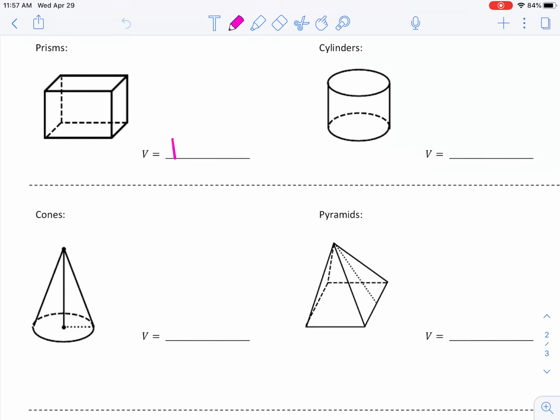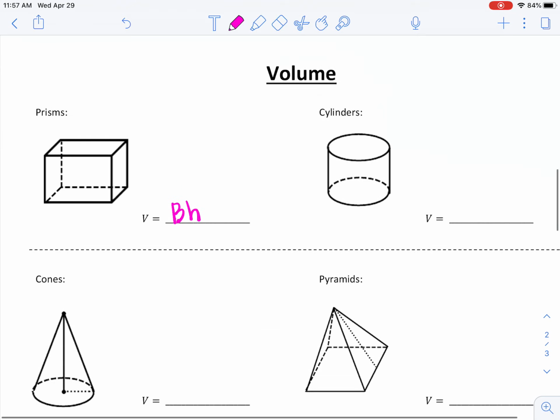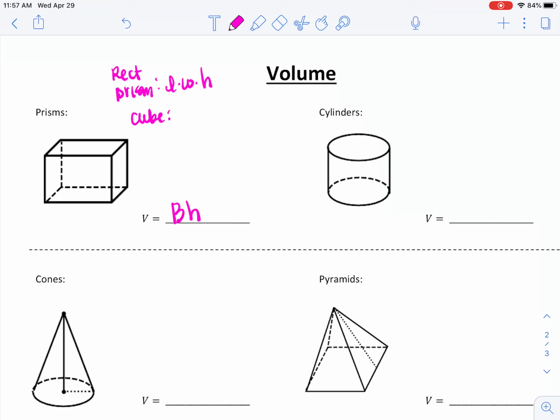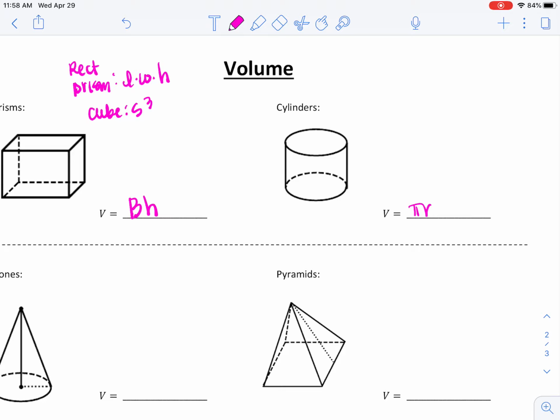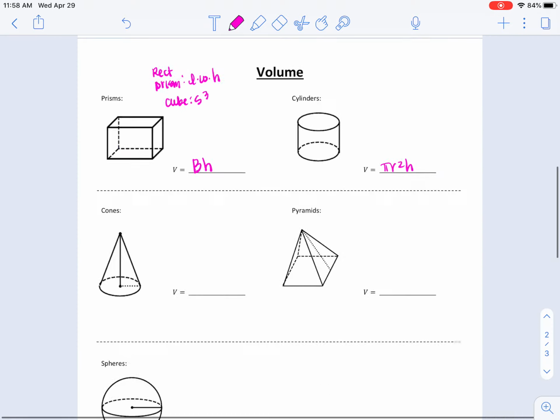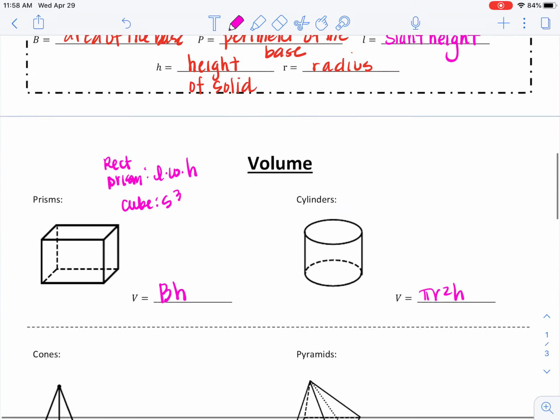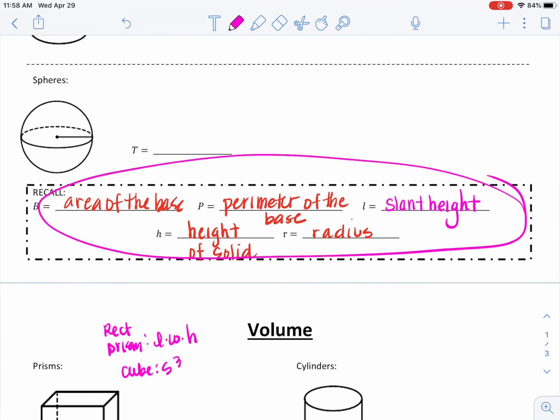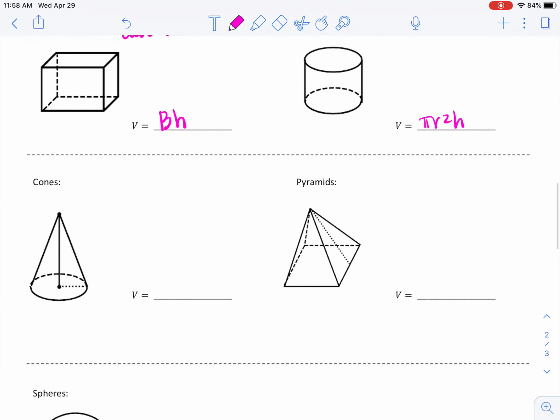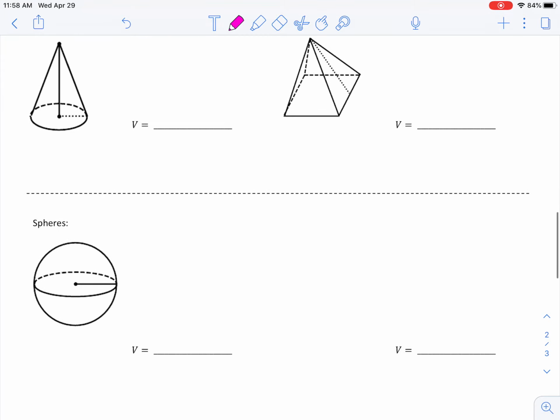All right, so volume of a prism is area of the base times height. I would write right here more specifically, rectangular prism. I could use length times width times height if I'd like. And a cube, I can use side cubed if I like. Cylinder, pi r squared times h. Okay? You can go ahead and fill in, oh no, we already did fill that in. It's up here. So next lesson will be cones and pyramids, and then I'll throw in volume and surface area of a sphere so you have seen them.